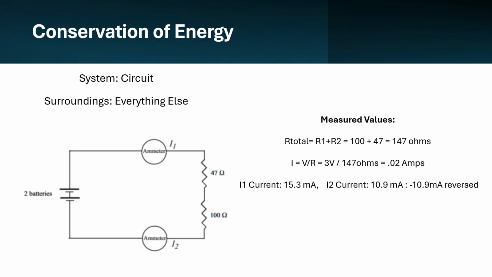The conservation of energy we could see is that the R total, which is just R1 and R2, the ohms of the two different resistors, came out to 147, and the current, which is calculated by voltage over resistance, was 0.02 amps. The current in the first ammeter was 15.3 mA, and the current in the second ammeter was 10.9 mA.